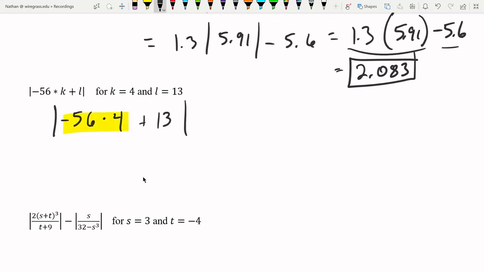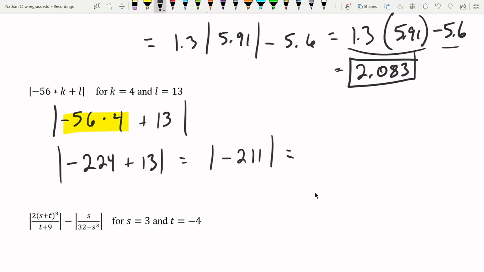Now you can see I can do 5.6 times 4. That's negative 22.4 plus 13. So negative 9.4. And the absolute value of negative 9.4 is 9.4.